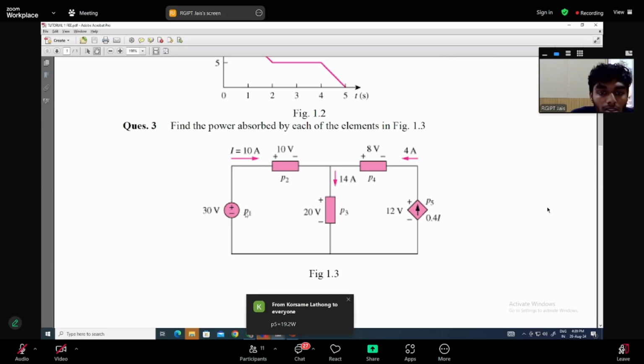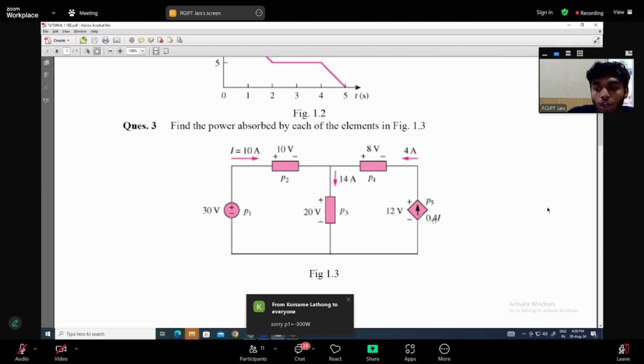So we have got P1 is equals to 30 into minus 10, minus 300. P2, 10 into 10, 100. And for P3 it's 14 into 20, it's 280. And for this, 4 into minus 4 into 8, minus 32. Yeah, right, minus 32.